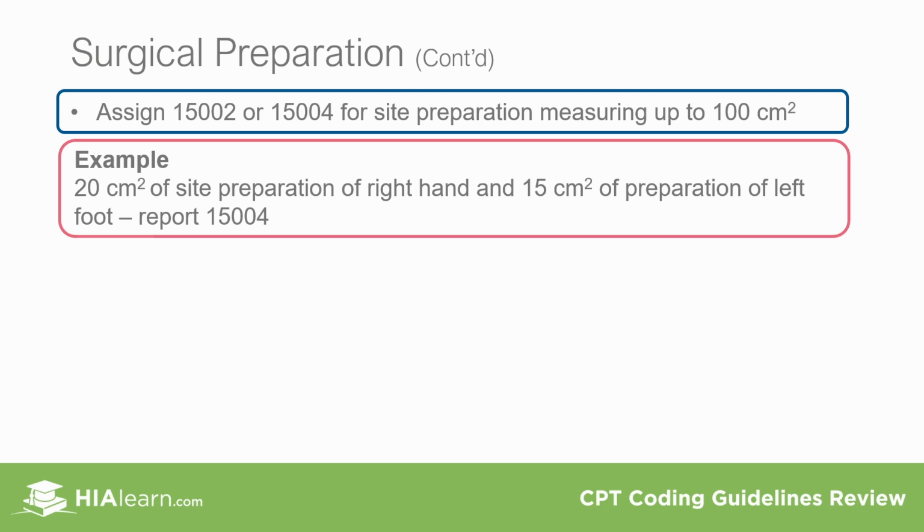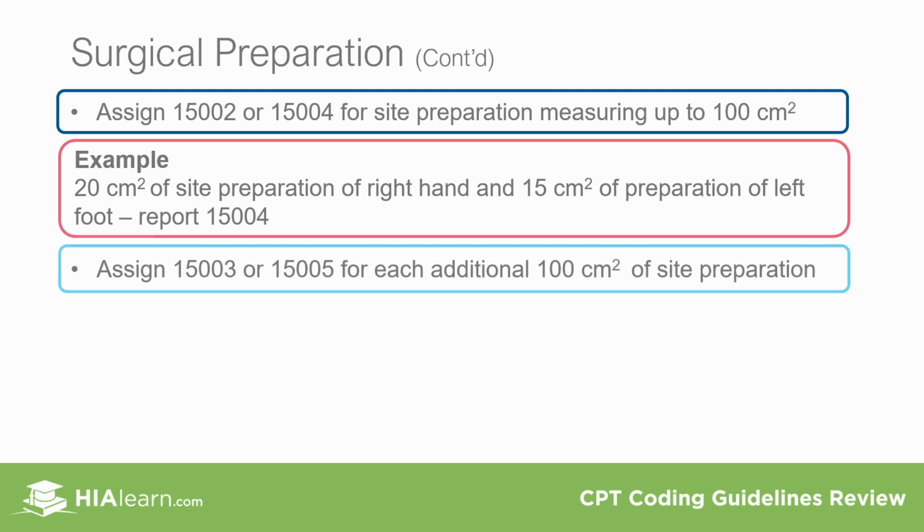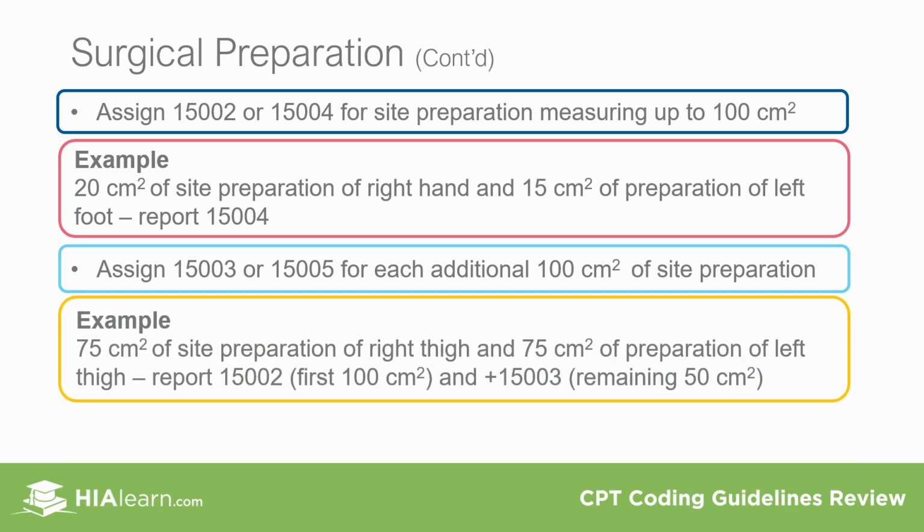Codes 15003 and 15005 are used to report each additional 100 square centimeters of site preparation. For example, if 75 square centimeters of area is surgically prepared on both the right and left thigh, code 15002 would be assigned to report the first 100 square centimeters, and add-on code 15003 would be assigned to report the remaining 50 square centimeters.